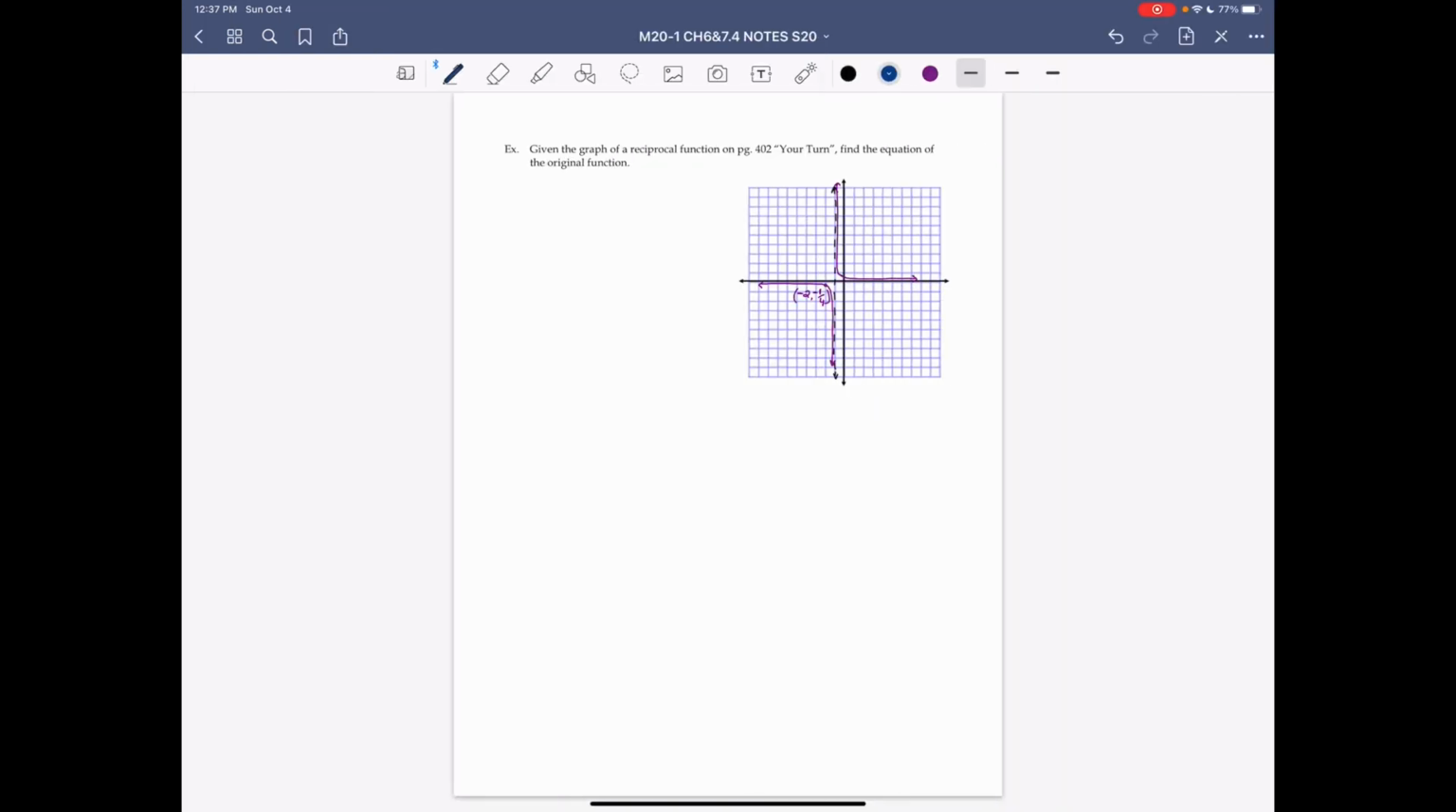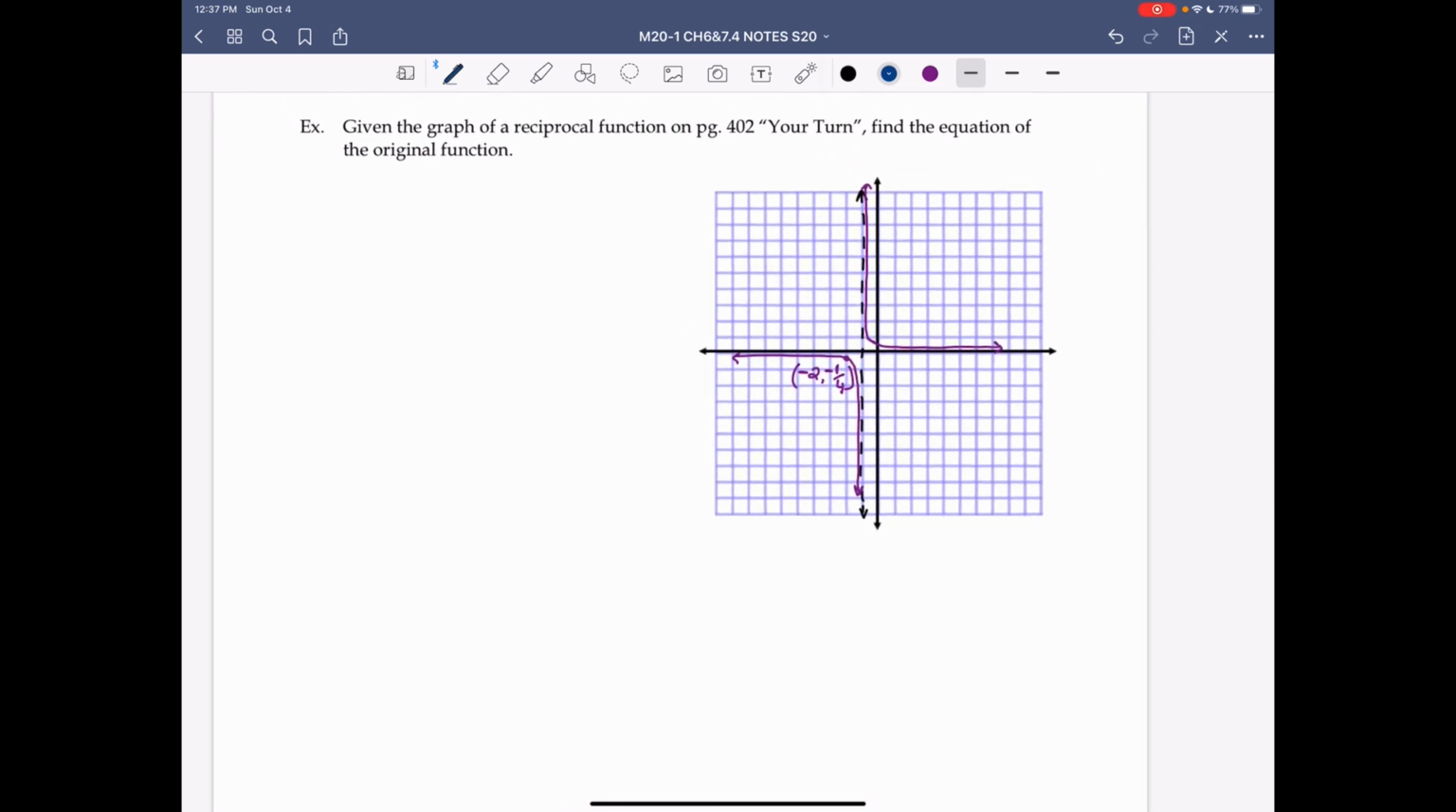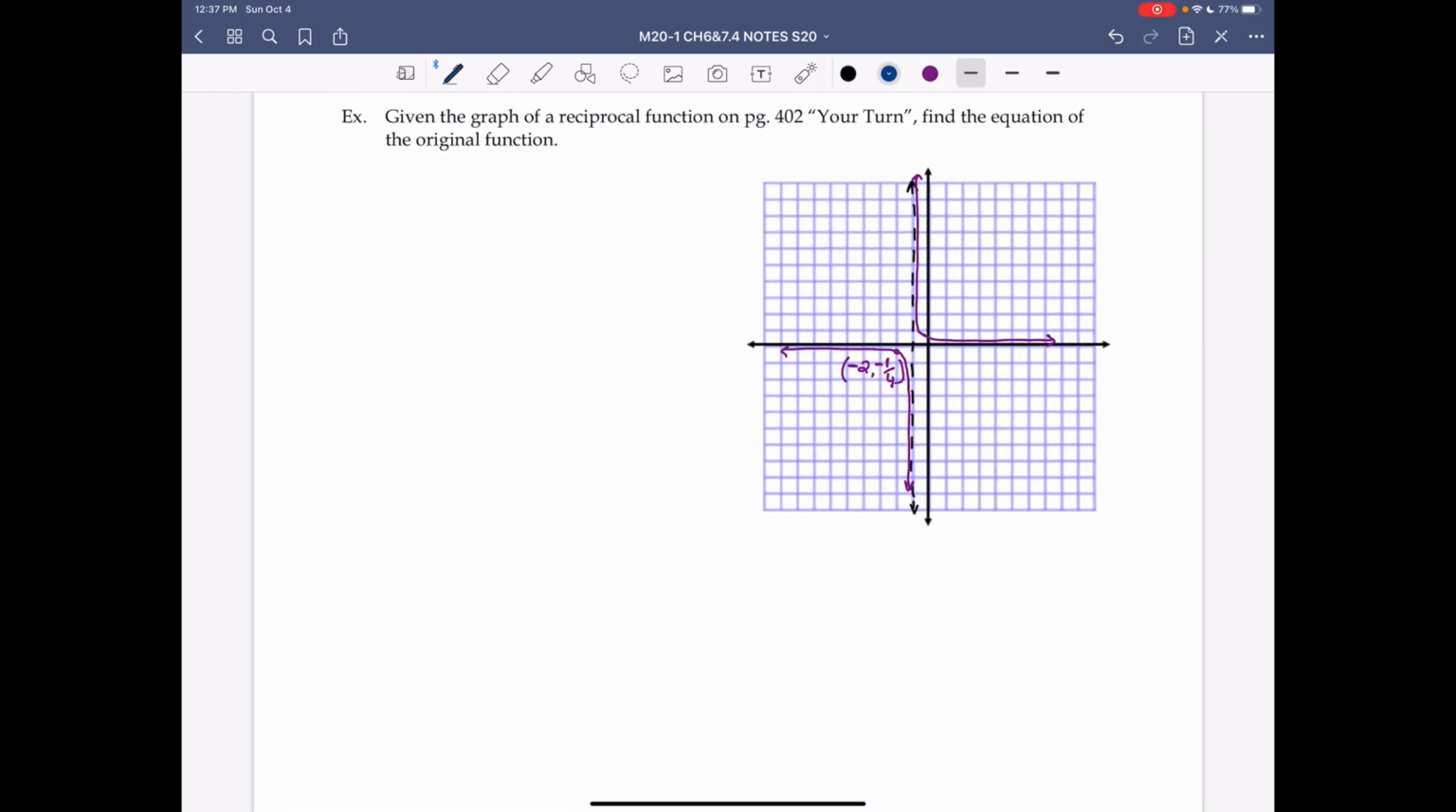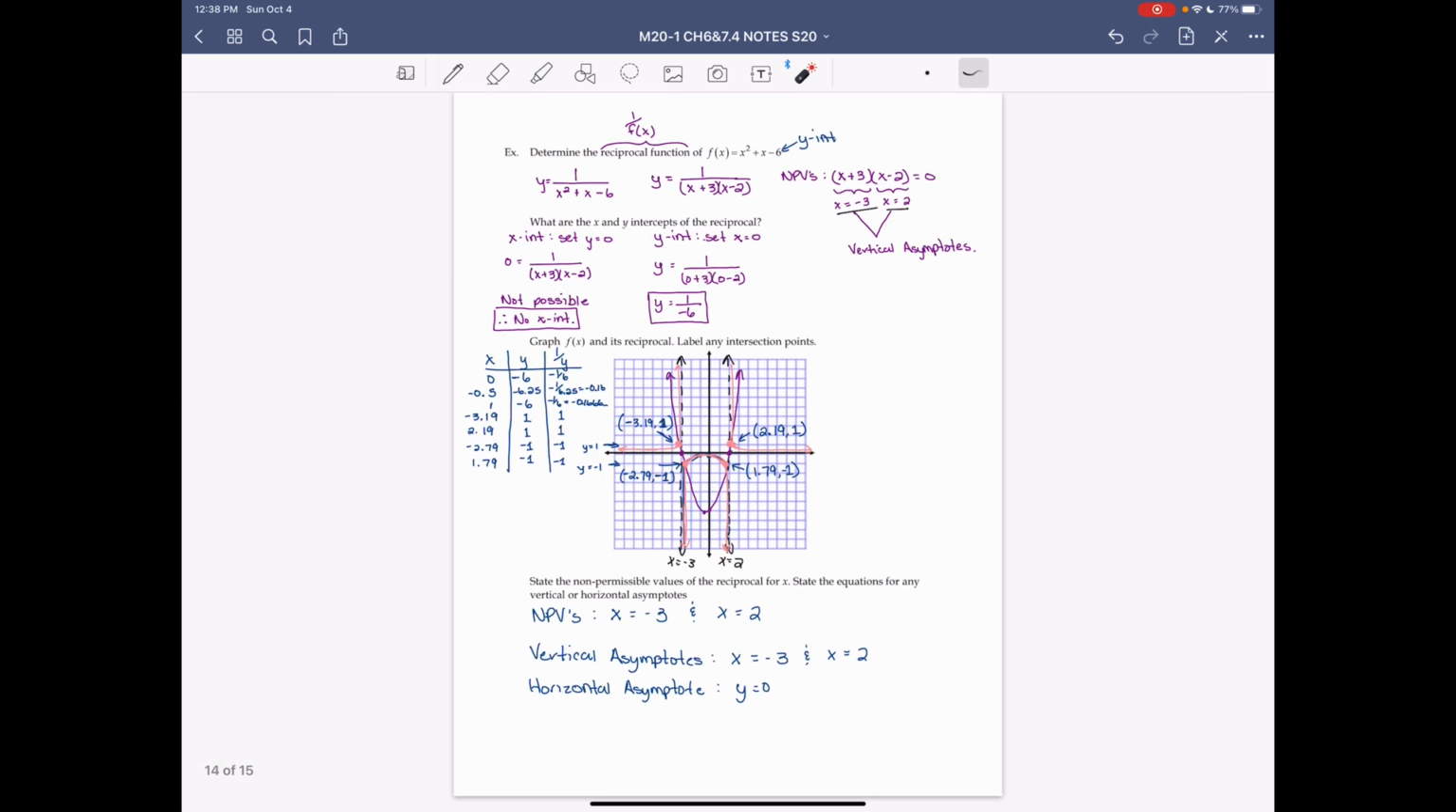Given the graph of a reciprocal function on page 402, your turn, find the equation of the original function. So I've already drawn what the graph looks like that we're given. It looks like this with our two curves. And where did we see two curves like this? What kind of reciprocal function was that? That was when we had the reciprocal of a linear. Because remember, the reciprocal of a quadratic looks quite different, as we saw in this example here.